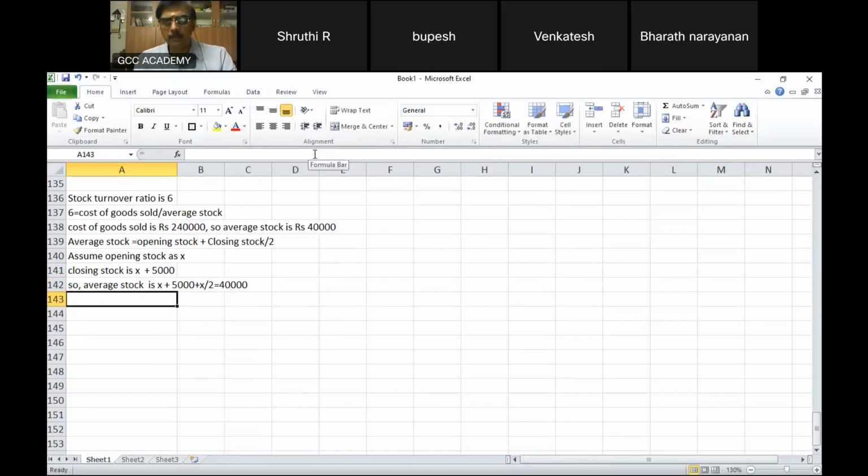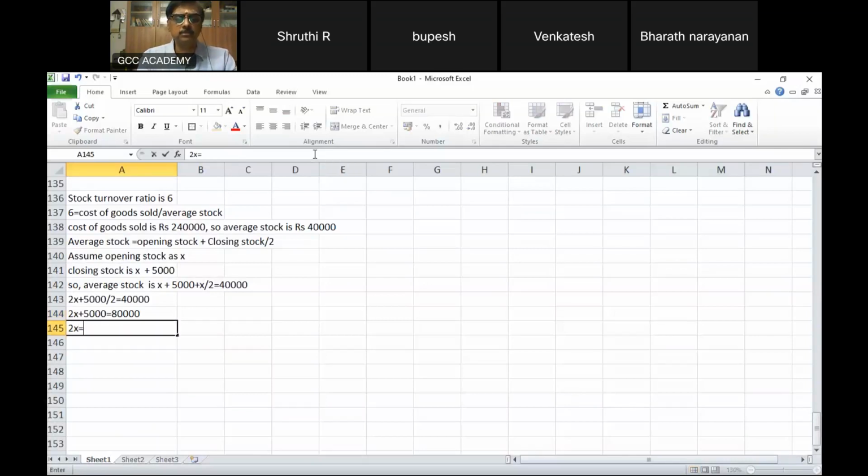So let me repeat: opening stock is X, closing stock is X plus 5,000, so 2X plus 5,000, the whole divided by 2, is equal to 40,000. So 2X plus 5,000 is equal to 80,000, cross multiply. So 2X is equal to 75,000. X is equal to what?